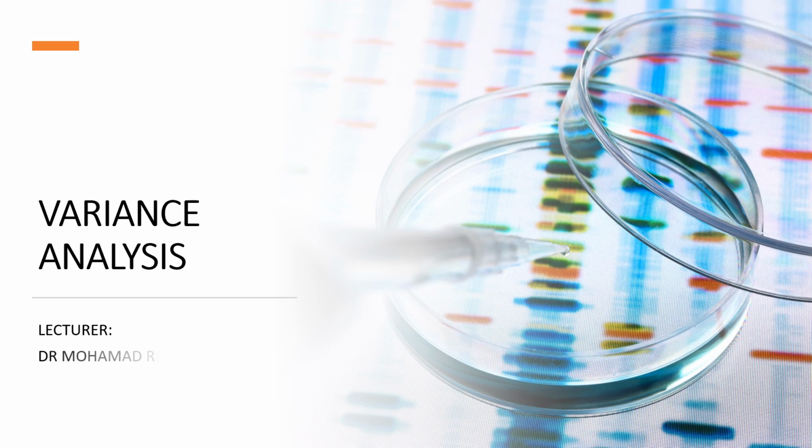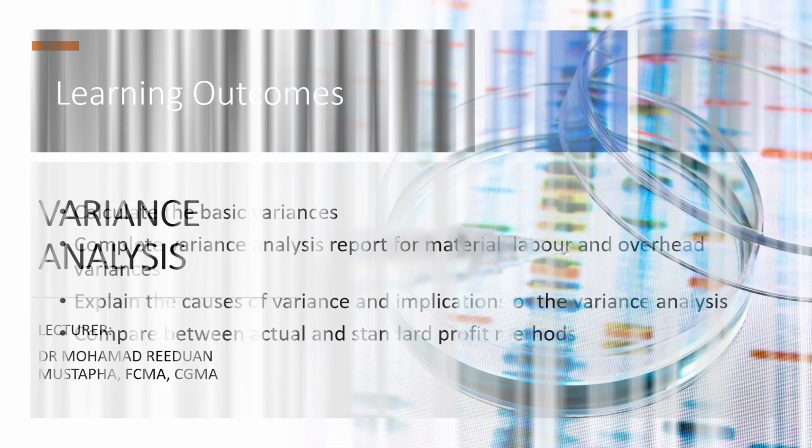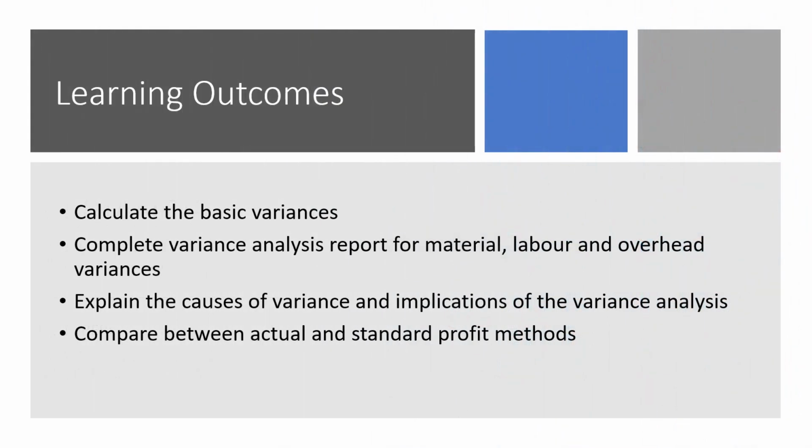Ridwan. We are now at Chapter 9, Variance Analysis. The outcomes of this chapter: we should be able to calculate the basic variances, and complete a variance analysis report for materials, labor, and overhead variances. We should be able to explain the causes of variance and the implications of the variance analysis. And you also should be able to compare between actual and standard profit methods.